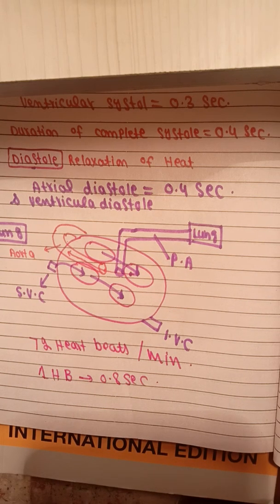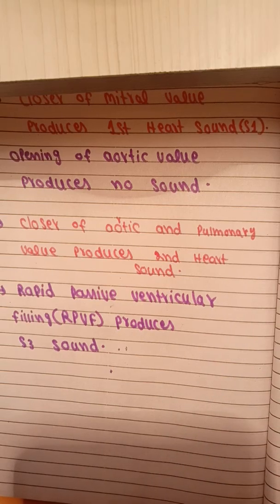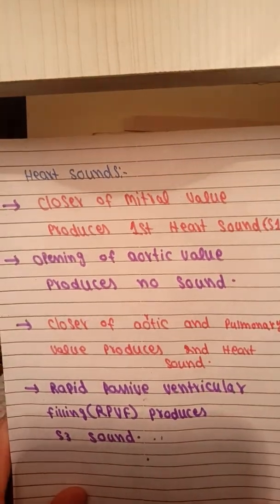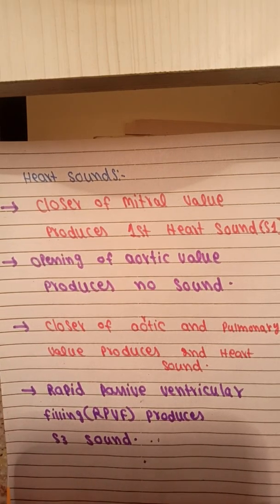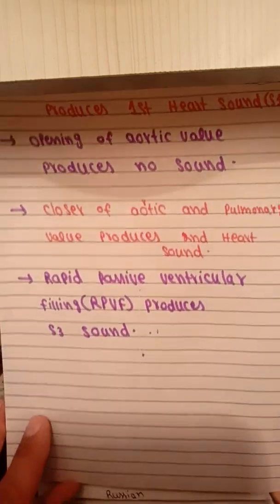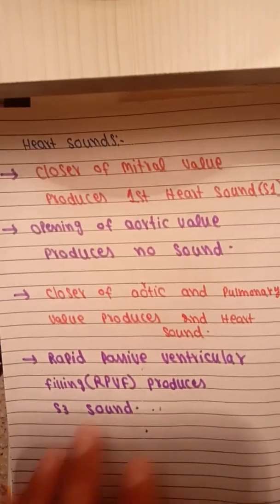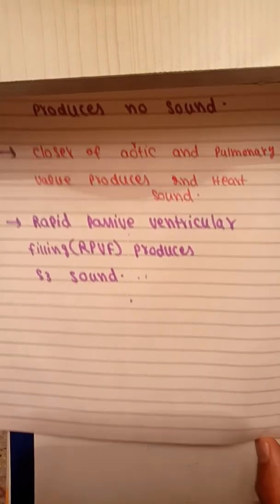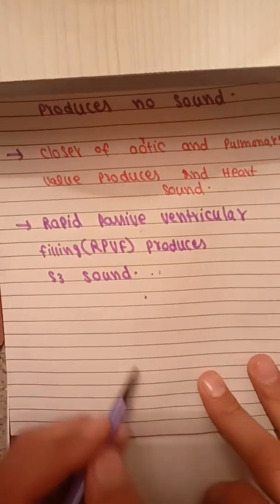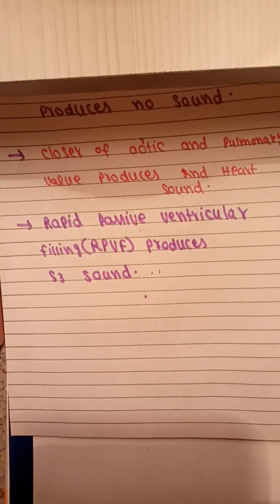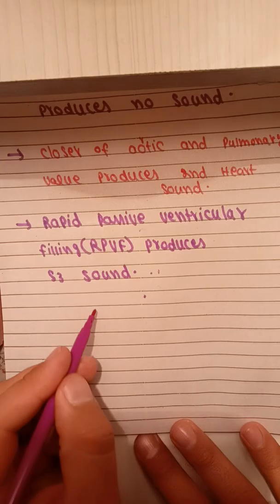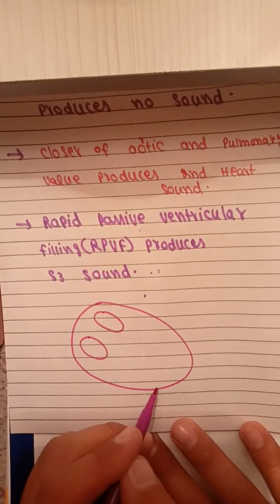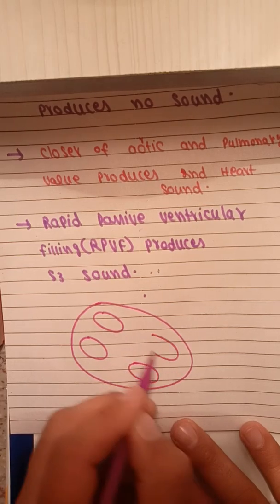So now we are going to talk about heart sounds. Okay, what are the heart sounds? Here we are going to draw a simple structure of the heart which represents the structures that we have discussed already. This is the right atrium, this is the left atrium, this is the right ventricle, this is the left ventricle.